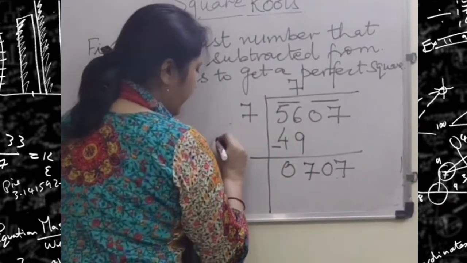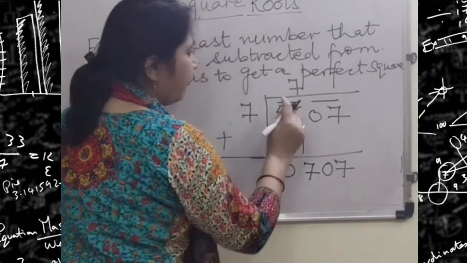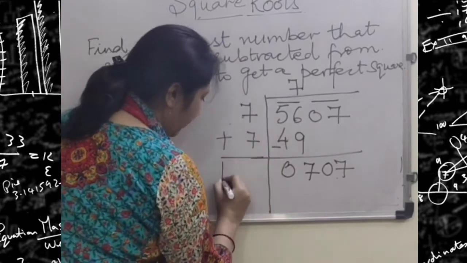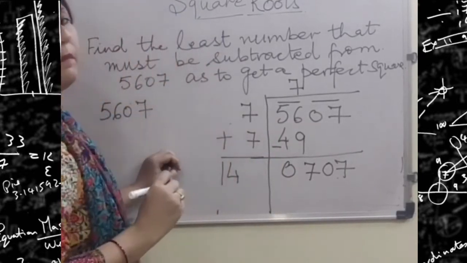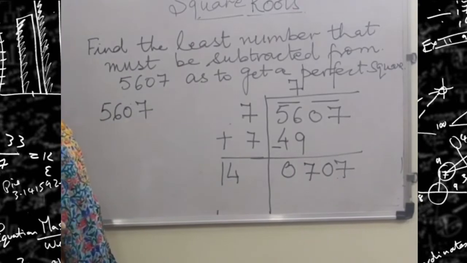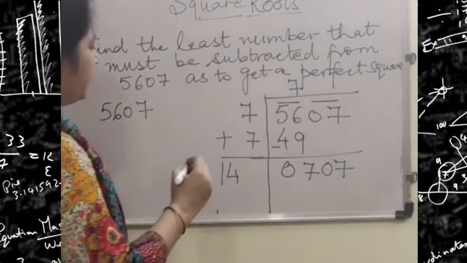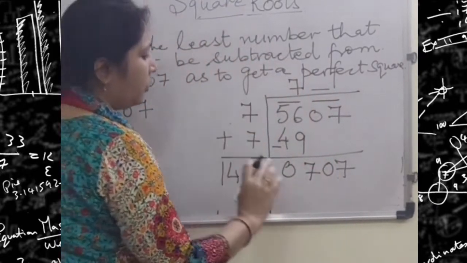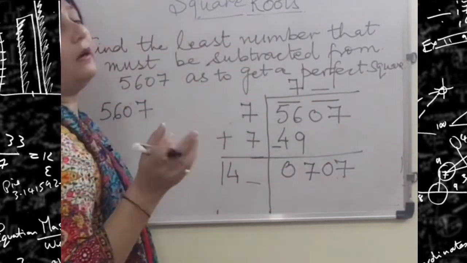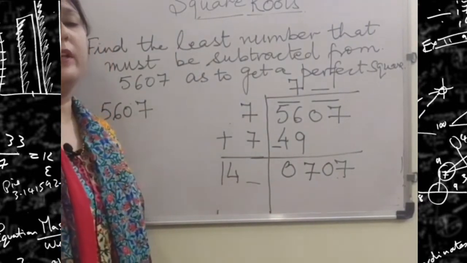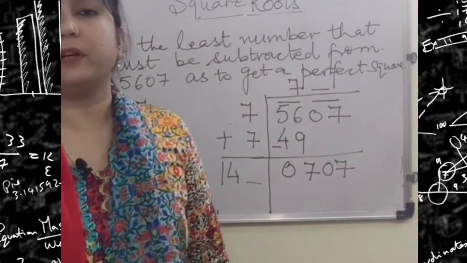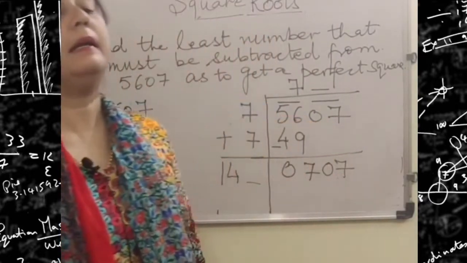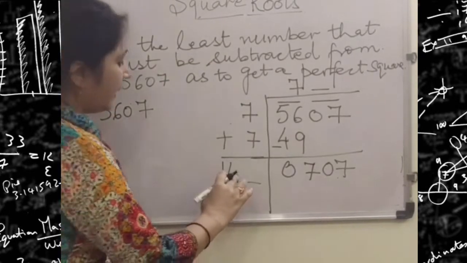In the quotient divisor part, what we will do, we bring down this quotient 7 and add. You have got 14. Now we have to insert a digit over here as well as here to get either 707 or less than 707. It is very obvious as the number is not a perfect square. So you will not get 707 completely, you will get less than that. Again trial and error method.